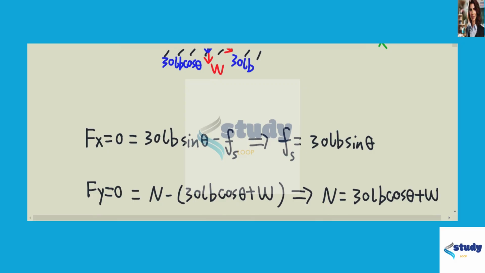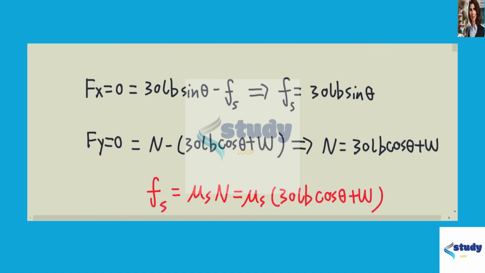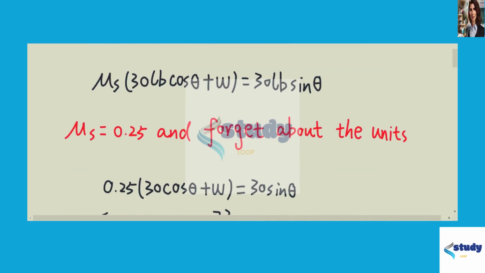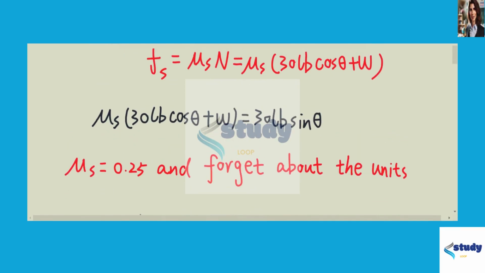So we have Fx equal to 0, which is equal to 30 pounds sine theta minus fs. Therefore, fs is equal to 30 pounds sine theta, and Fy is equal to 0 as well, which is equal to N minus 30 pounds cosine theta plus W. So N is equal to 30 pounds cosine theta plus W. We know the static friction can be equal to mu s N, where mu s is the coefficient of static friction and N is the normal force. So we eventually have fs equal to mu s times (30 pounds cosine theta plus W).